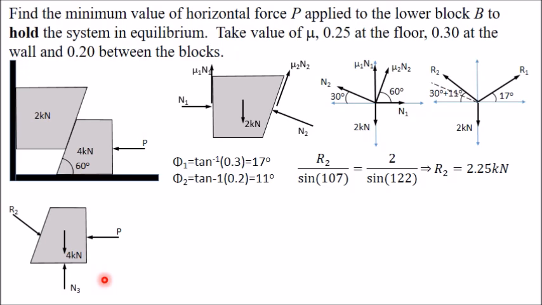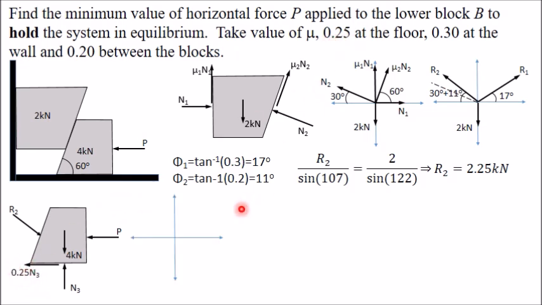Now this block is tending to move in the rightward direction, because the 2 kilonewton block is coming downward, which will push this block towards the right. So it is tending to move rightward, and therefore the friction force will act in this direction, opposite to the impending motion. So there will be one frictional force. The value of this frictional force is mu3 N3, where the value of mu3 is given as 0.25.